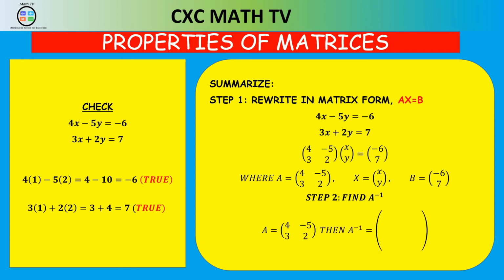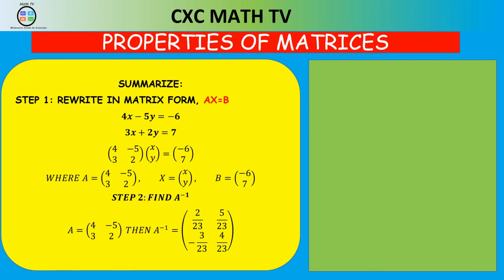Then step 3, we need to solve for x and y using A inverse times B. So those are the 3 steps that we use to solve a matrix equation. Those are the 3 steps.